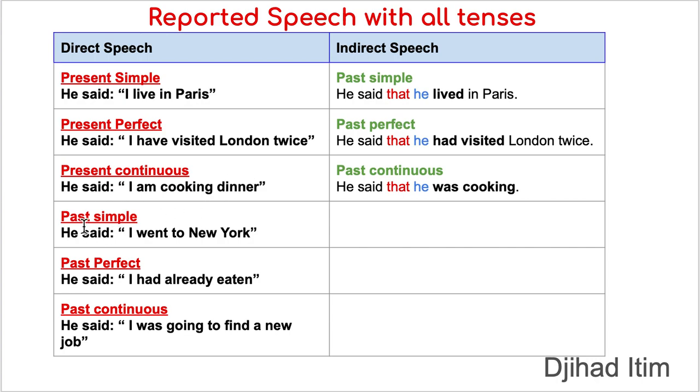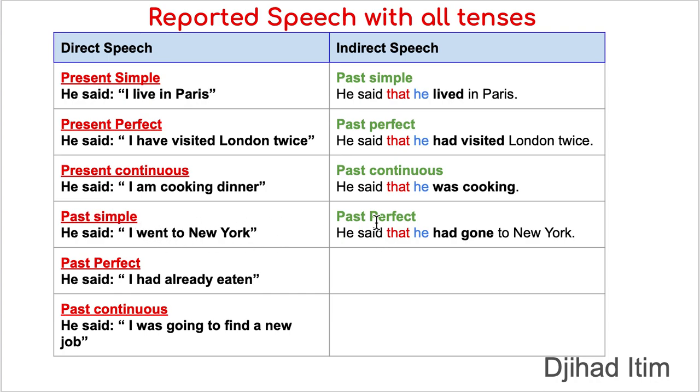We have from past simple. Here we have an example. He said, with the colon and quotation marks, I went to New York. So what can we say in the indirect speech? From past simple to past perfect. The rule is to change verbs in the past simple. So this is the verb to go. In the past simple we say went.